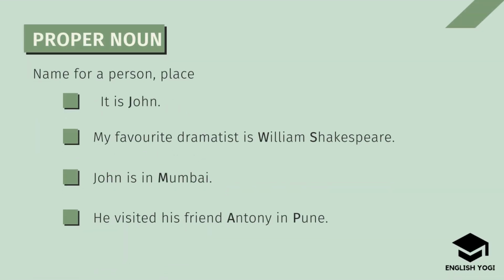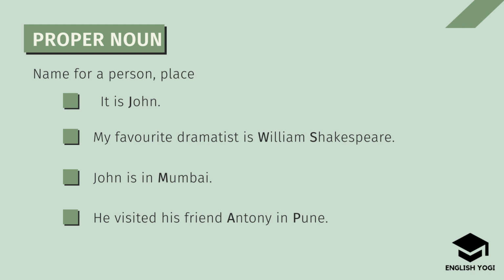The next rule is that the name of a person or a place, that is a proper noun, should be written with a capital letter. For example, John. John is a proper noun, it is the name of a person, and the first letter of John should be written as a capital letter. Second example, "My favorite dramatist is William Shakespeare." The first letters of William and Shakespeare are written in capital, and it is a rule because proper nouns should be written with capital letters.